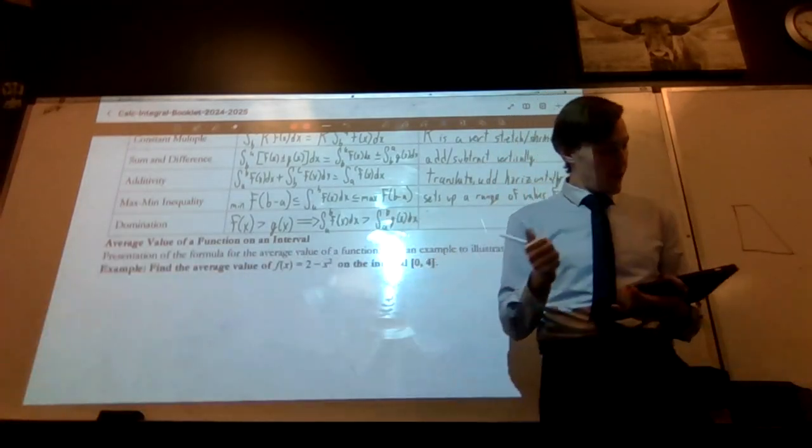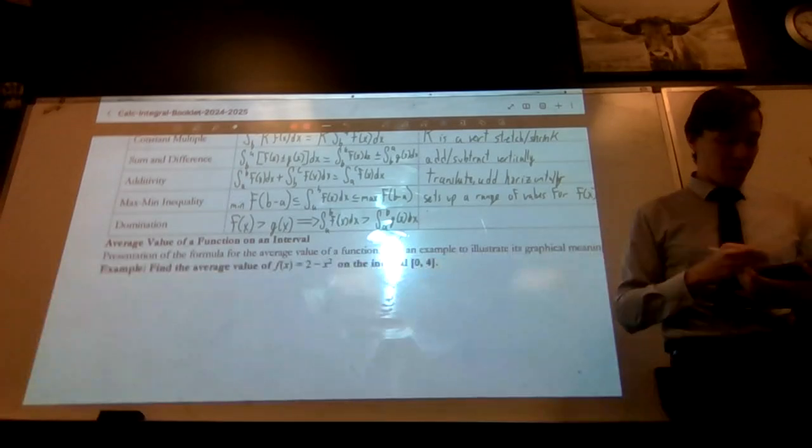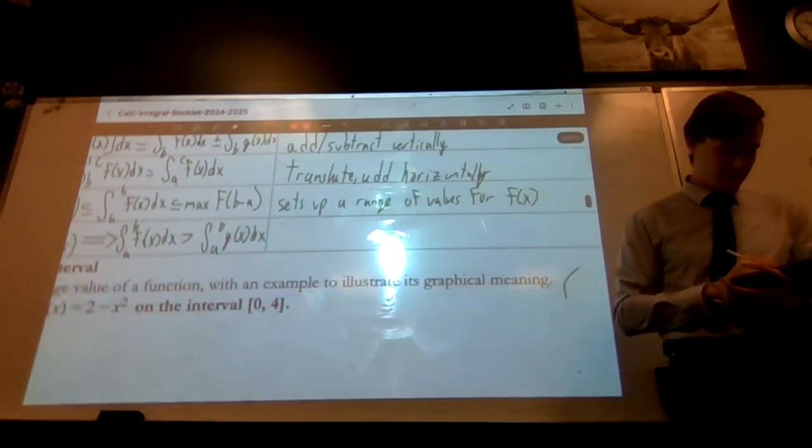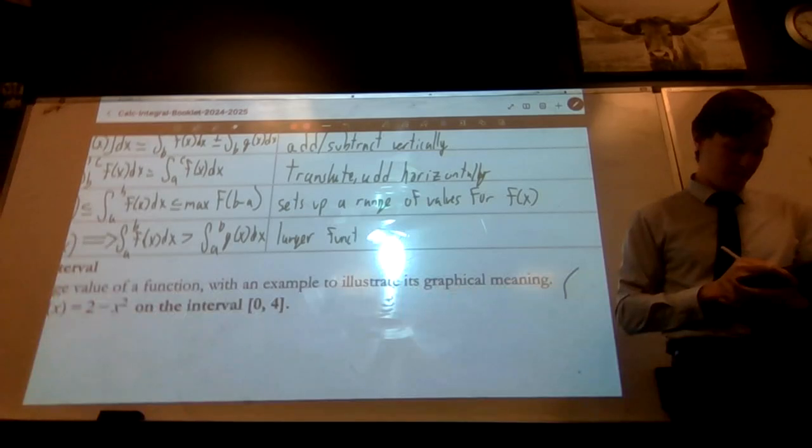All right. This one also: larger functions will have larger values.